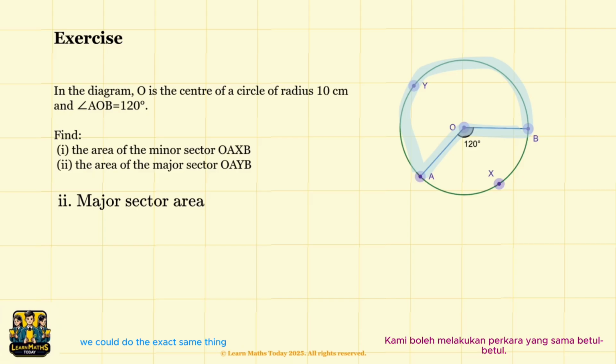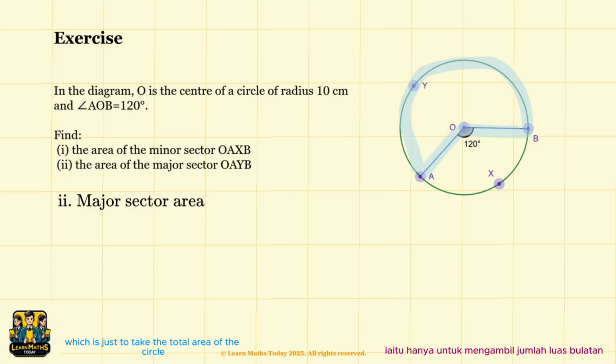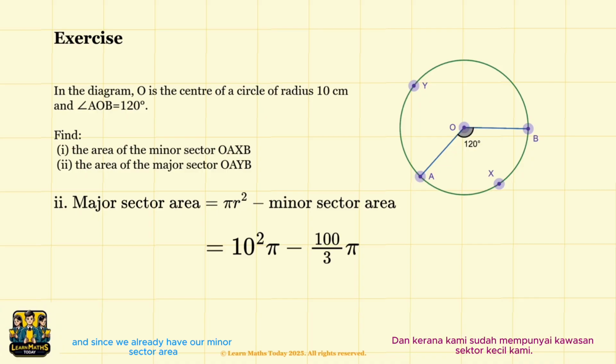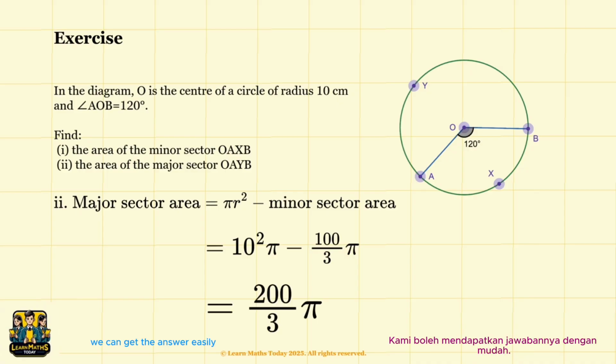And if you remember, we could do the exact same thing as we did in the first part of the question, which is to find the ratio of the area of this major sector OAYB and relate it to the angle of this sector. But we could do an easier way, which is just to take the total area of the circle, pi r squared, and subtract the minor sector area away from that. So we just do this. And since we already have our minor sector area, which is 100 over 3 pi from the previous part, we can get the answer easily.